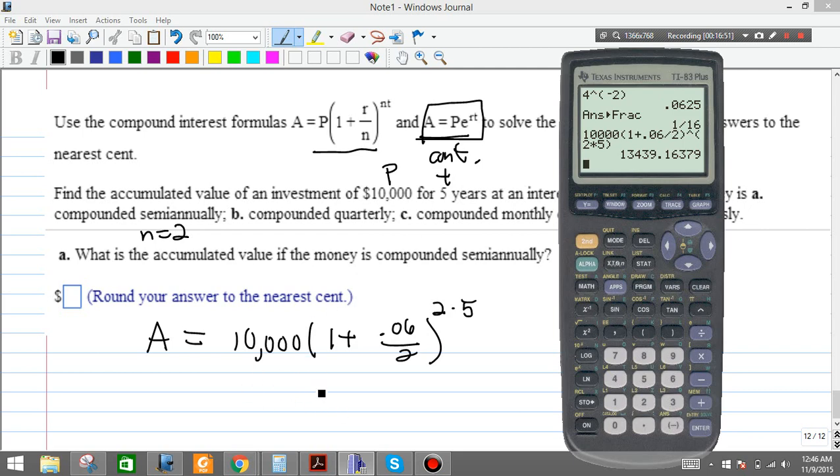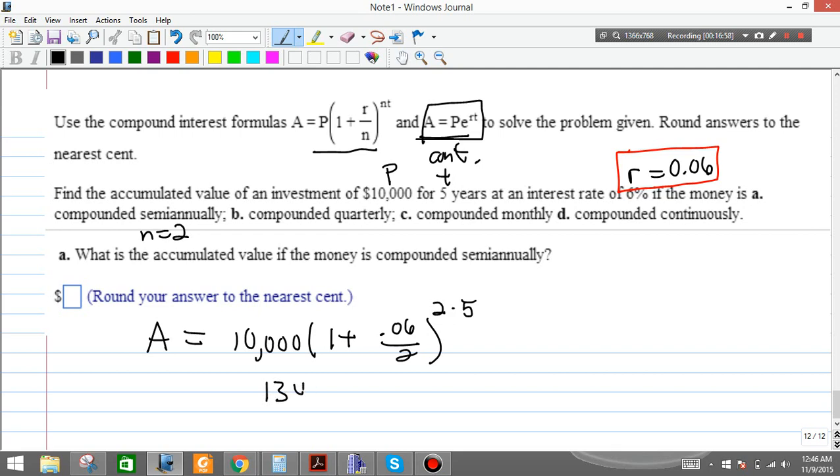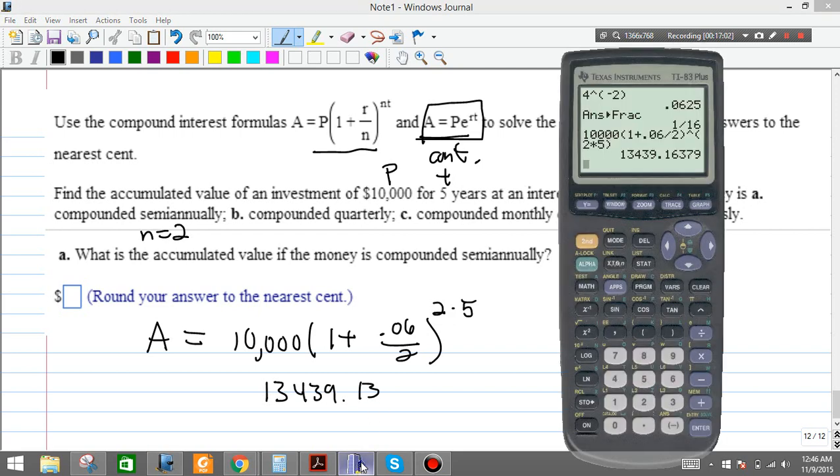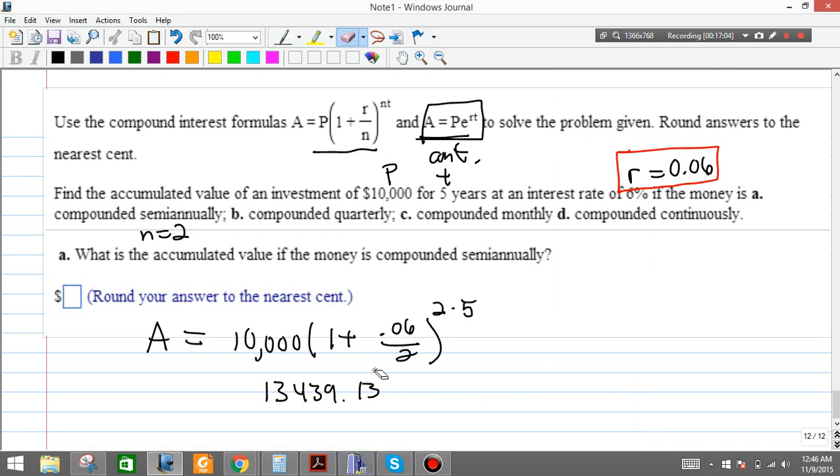I think it says round to the nearest cent. Yeah. So 13,439, and I think it was 13 cents. Let's bring it back up. No, 16 cents. So again, here's where the calculator comes in handy. All right, so that's going to be the answer to A. Let's get them all done now.